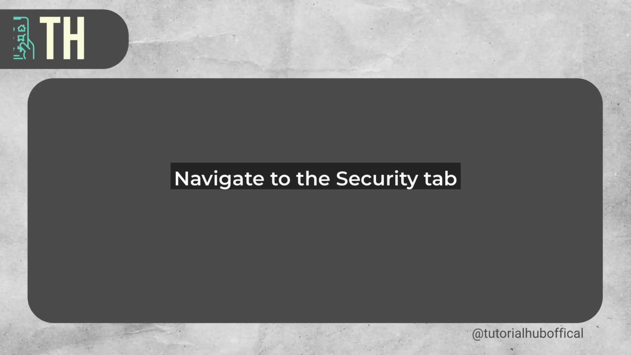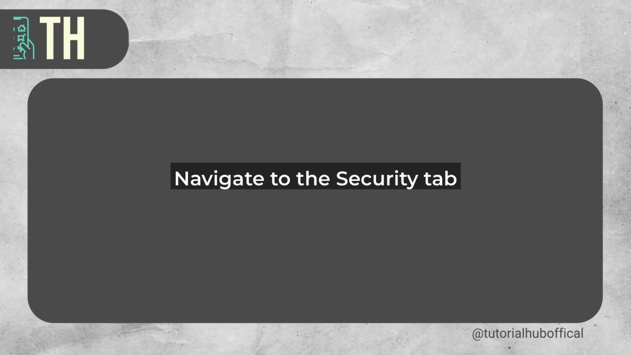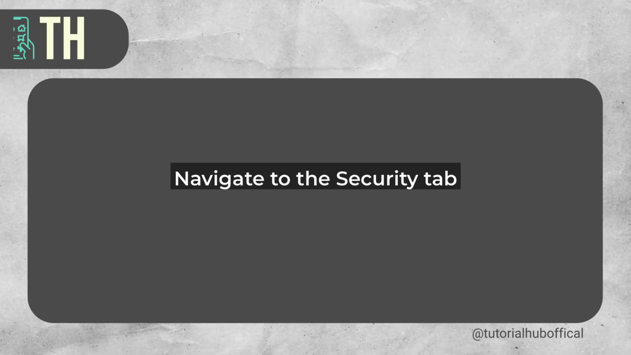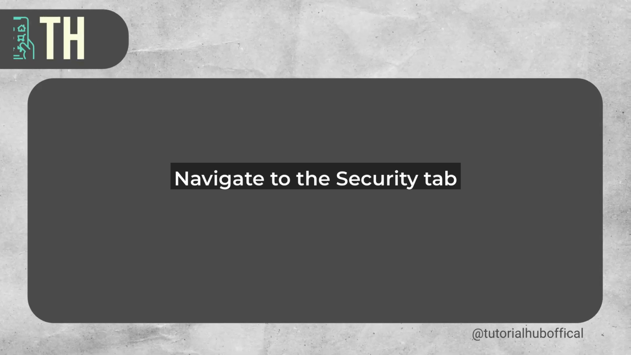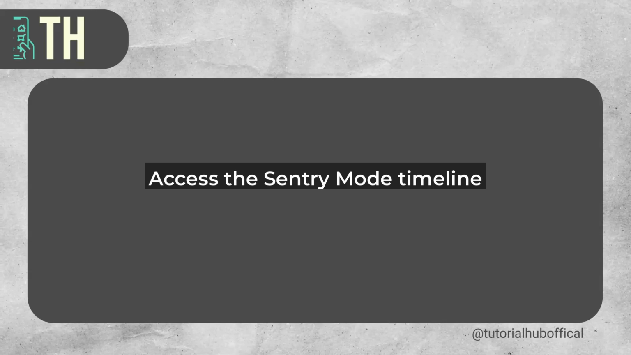Next, head over to the Security tab, usually found at the bottom of the app. Here, you'll see a section dedicated to Sentry Mode. Tap on it, and you'll be greeted with a timeline of events. These are recordings from your car's cameras whenever Sentry Mode was activated, like if someone approached your vehicle.